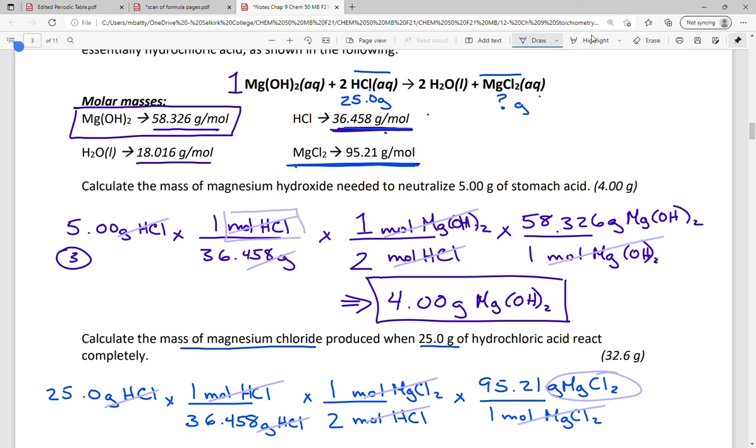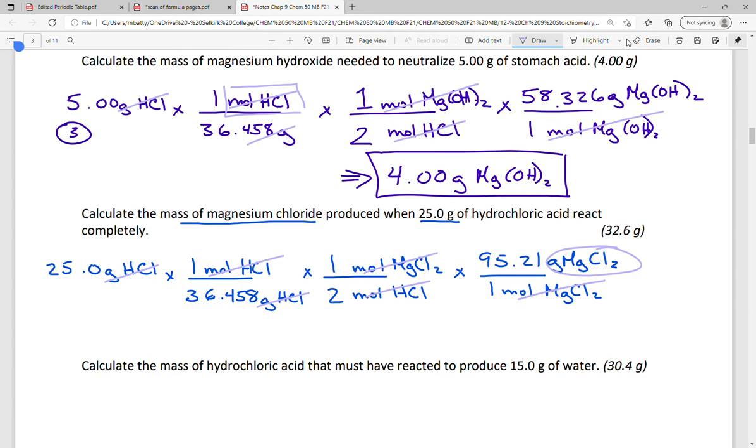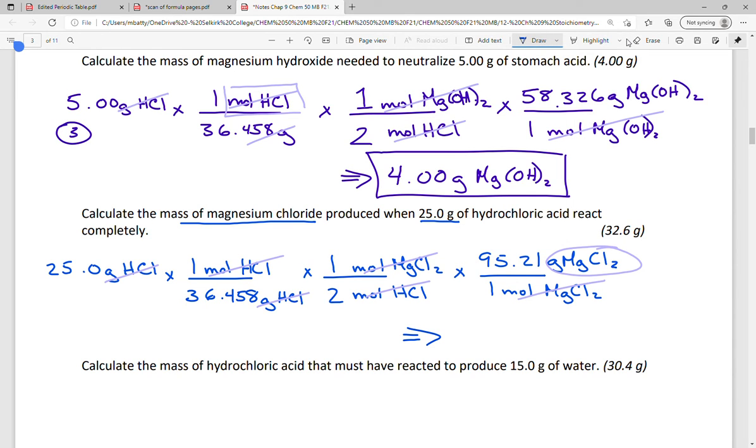So punching all that into my calculator, and then rounding for the 3 sig figs that are in my original piece of information, I should get 32.6 grams of magnesium chloride.